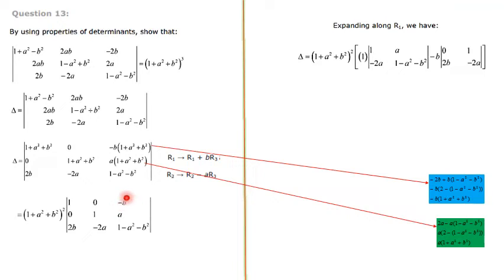4 is an even number, so the sign is positive. So just take this element itself, that is minus b into the row and column gone. So the balance is 0, 1, 2b minus 2a.